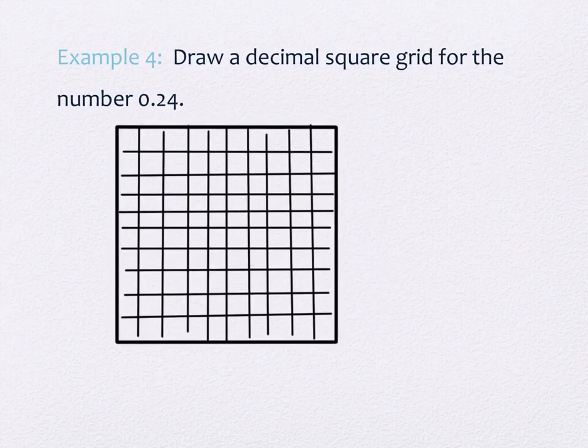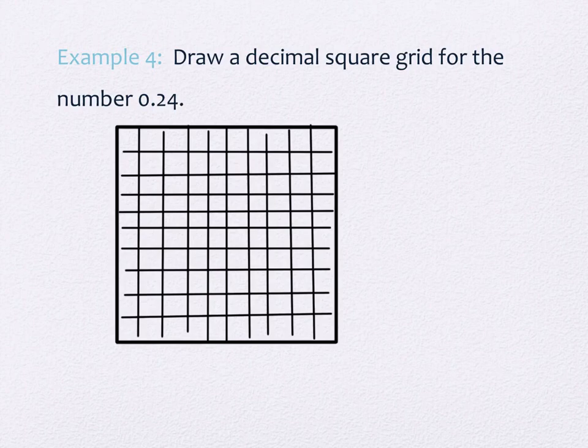But the question on example 4 asks me to draw a decimal square grid for the number 24 hundredths. So this is 100 little squares. How many do you suppose that I will shade in? 24 of them, exactly. Please do some sort of organized way of shading them in. Don't just randomly shade in 24 little dots all over the whole screen, because that's going to make it really frustrating for the grader to grade.